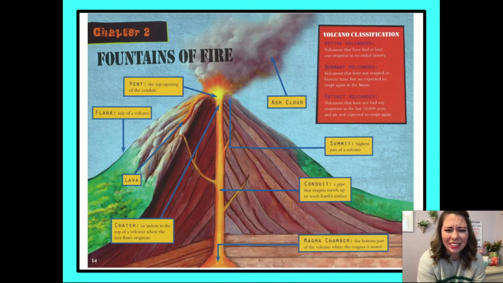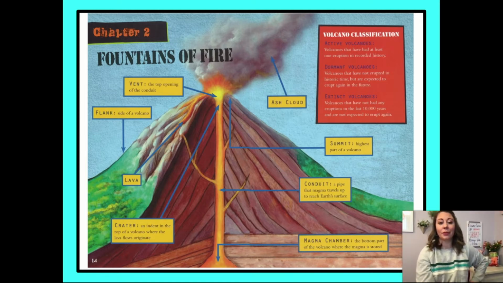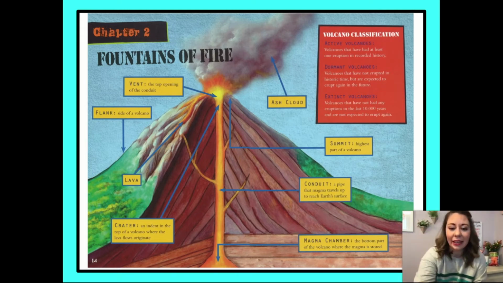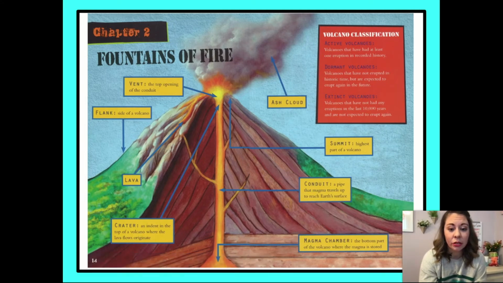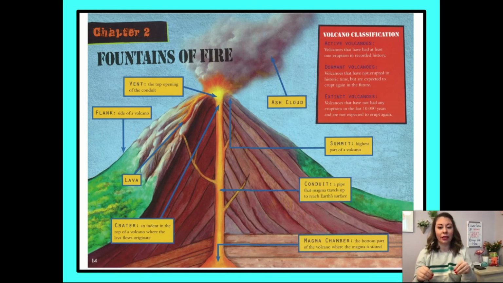The conduit, that's what I was wondering about. What is a conduit? It says the conduit is a pipe that the magma travels up to reach Earth's surface. So the magma is going up the center of the volcano until it reaches the surface. And then lastly, at the bottom, we have the magma chamber, the bottom part of the volcano where the magma is stored. So the magma chamber is at the bottom, and then it goes up the conduit and out the vent. Then it could even roll down the flank, I suppose, right?